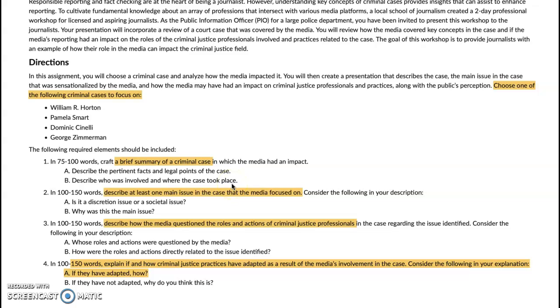So what you want to do now is go back and look at your Module 4 submission, any feedback I gave you. And what you're going to do now is you're going to enhance that initial response and maybe polish it up and correct any grammatical errors and things like that. Okay? The second thing you're going to do is describe at least one main issue in the case that the media focused on. So, in some cases, for example, in Dominic Cinelli, the issue was the parole board, correct? So that's going to be, in that case, that was the main focus of the media, was on the parole board. Each of these other cases has a unique perspective in which the media focused on. And that's what you're going to go back and take a look at.